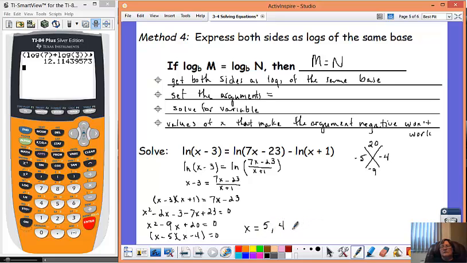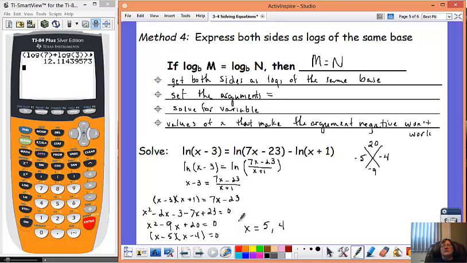We must check those and make sure that they'll be okay. Back in our first expression, 5 minus 3, 4 minus 3, both of those are okay. 7 times 5 is 35, or 28, that's okay. And here we're good too. So our last equation has two possible answers. x could be 5 or 4.